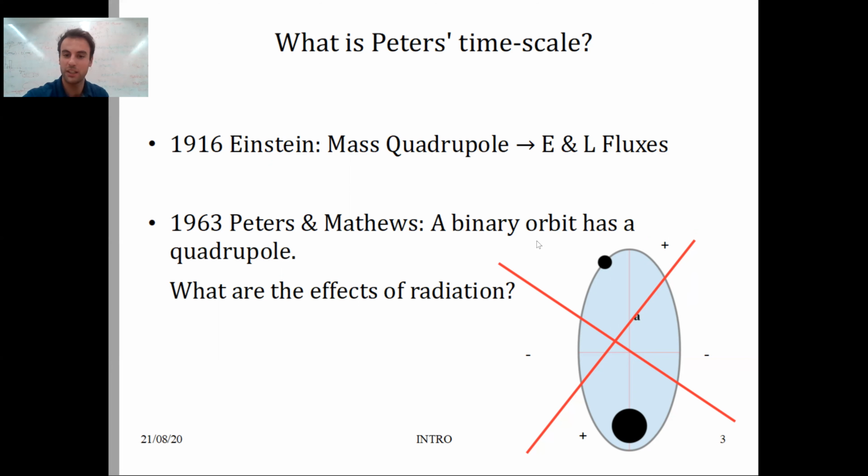In this amazing little drawing, you can see I divided the binary in four quadrants, and two of them have mass and two of them don't have mass, so it's a quadrupole. And in 1963, Peters and Mathews answered: what are the effects of this energy and angular momentum flux on the binary? So what did they do?